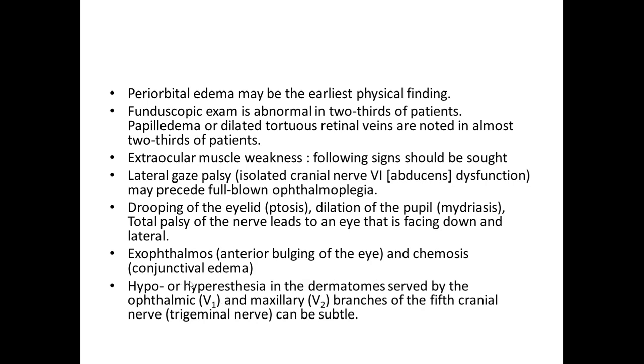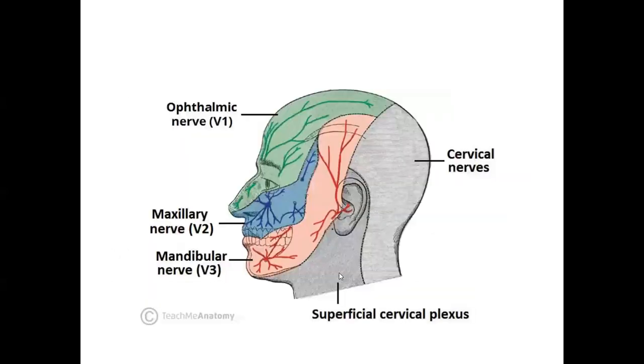Due to involvement of the V1 and V2 segments, there may be hyperesthesia around the V1, V2 segments of the trigeminal nerve. So these are the sensory nerve supply of V1, V2, and V3. V1 and V2 are purely sensory. V3 is both sensory as well as motor.